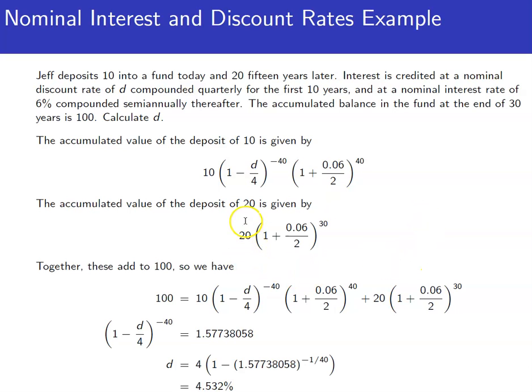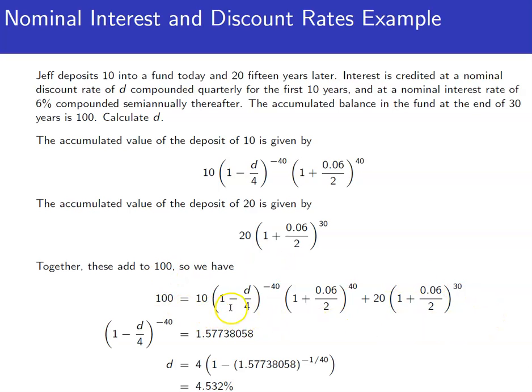For the $20 deposit, it's only subject to the compound interest, not the compound discount. So it sits in there for 30 compounding periods because it's compounded semi-annually for 15 years. So that accumulated value will be 20 times 1 plus 0.06 over 2 raised to the 30th. When we take the total of those two accumulated values, we have to get 100. So we get this equation of value here.